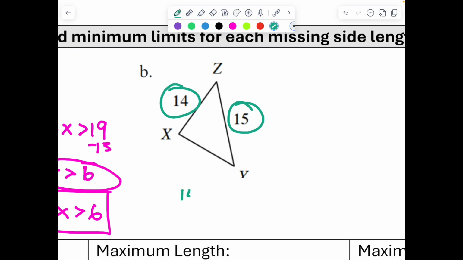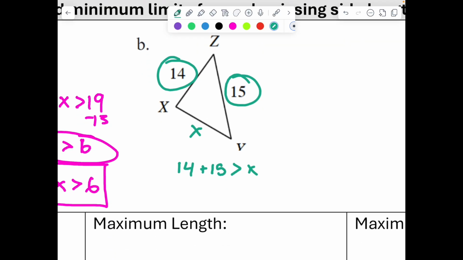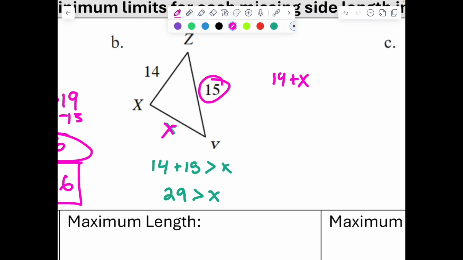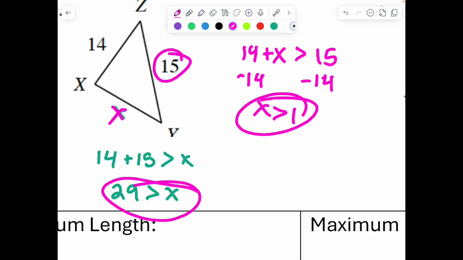So let's do it again for this one. 14 and 15, let's assume those are the shortest. So 14 plus 15 have to be more than x in order for that to be a triangle. So x has to be less than 29. However, what if we assumed that 15 was the longest side? Now 14 plus x, those are the two shorter sides, have to be more than 15, our longest side. We could subtract 14 from both sides. X has to be greater than 1.